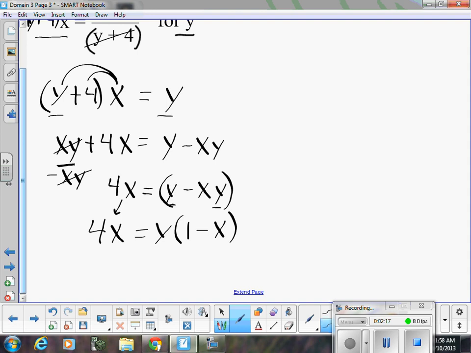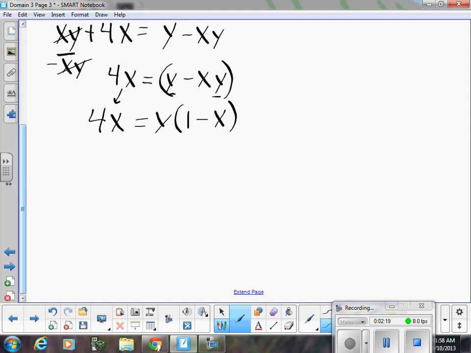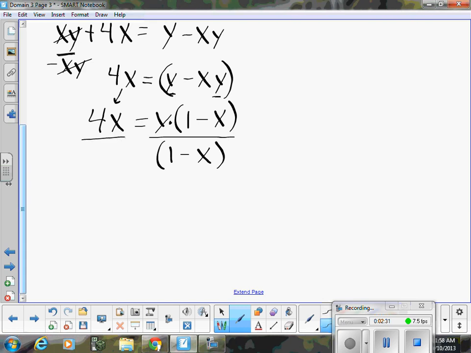Now, to finish this, we need to make sure that y is by itself, and this is multiplication right here. Since we have multiplication, we can undo multiplication by doing division. So divide, and we divide.